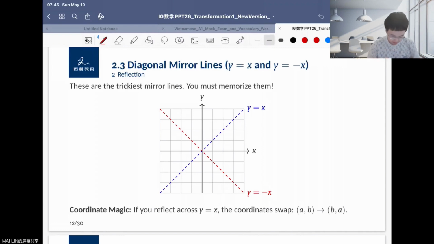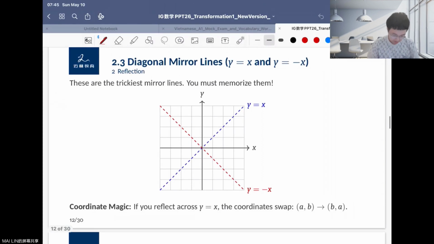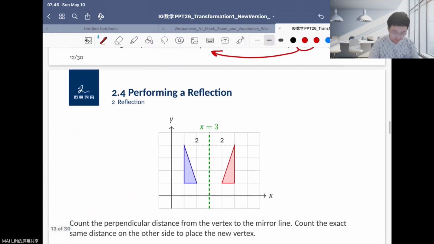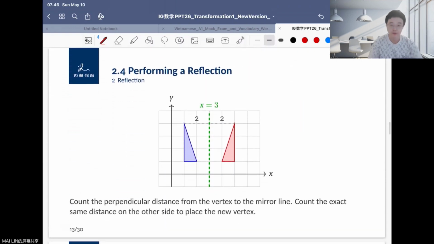Here we can say if we have a point (a, b) and it's reflected across y equals x, it changes into (b, a). For example, here is the point (1, 3), with x equal to 1 and y equal to 3. Once you reflect it, it switches into this point, because it changes into (3, 1). That is from (a, b) to (b, a). And here is how to perform a reflection.